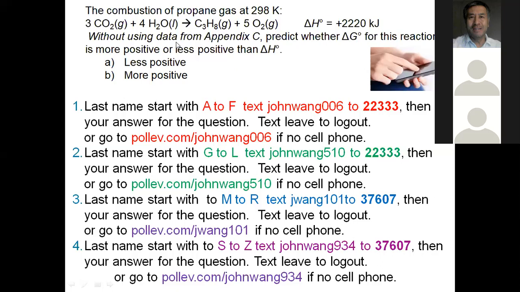So the rule is, if your delta S is positive, then your delta G will be less positive than the delta H. So if delta S for the chemical reaction is positive, then your delta G is less positive than delta H.